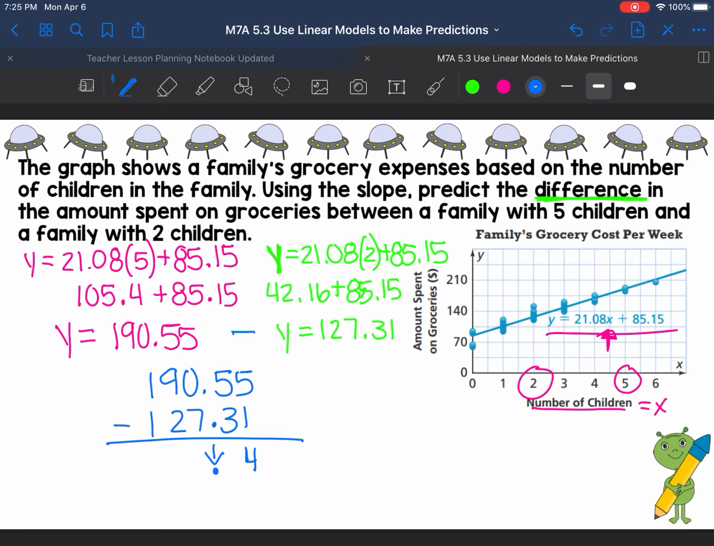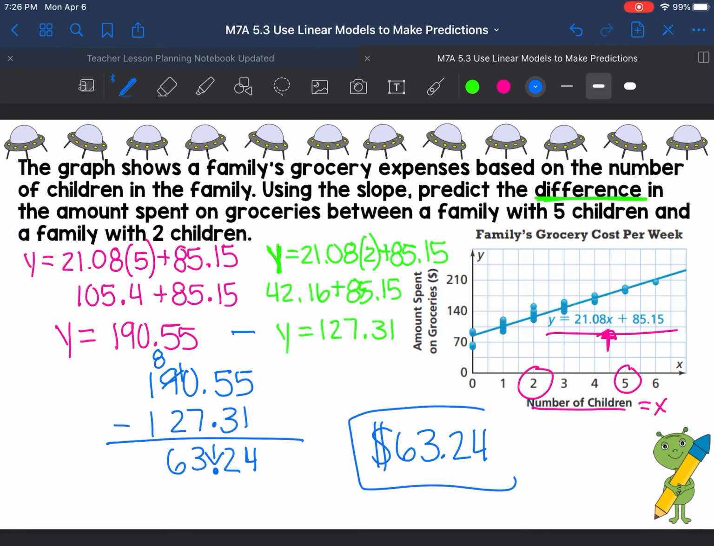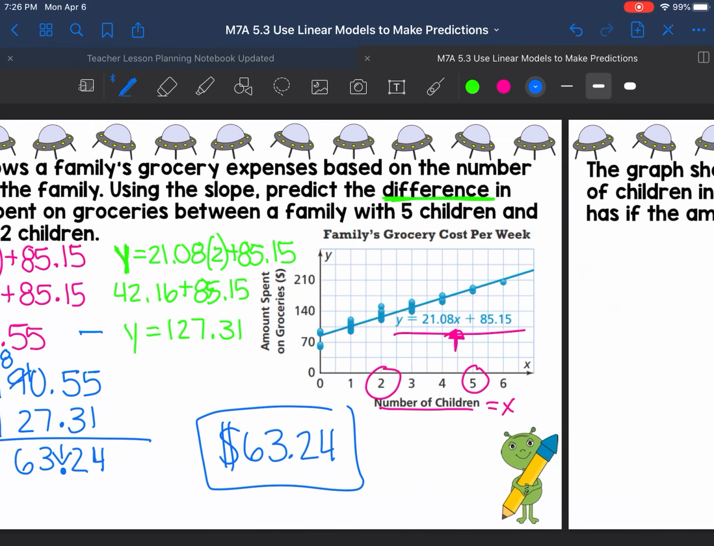Drop that decimal down. 5 minus 1 is 4. 5 minus 3 is 2. I can't do 0 minus 7, so I'm going to borrow from the 8. 10 minus 7 is 3, and 8 minus 2 is 6. So it takes roughly $63.24 as the difference between what a family of 5 children pays for groceries a week and what a family of 2 children pays for groceries a week. So it's not that bad, guys. Pretty easy, pretty simple. Let's take a look at another.